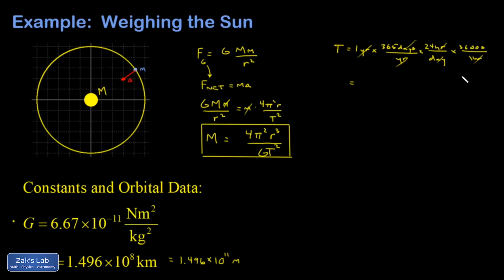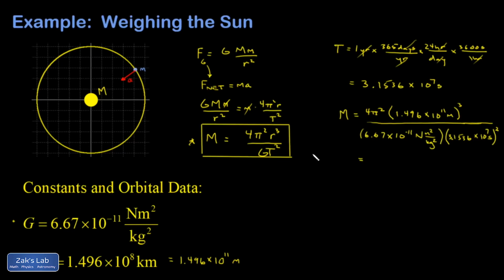So 365 times 24 times 3,600. I'm going to keep a lot of decimal points for now, I suppose. Gives me 3.1536 times 10 to the 7 seconds. And I went ahead and plugged all of those numbers in. It'd be interesting to look at the units here. I think it might be unwise to get into all the details, but if you wanted to check it, you would replace a Newton. If I go back and look at Newton's second law, replace Newtons with kilogram meters per second squared, and everything will work out.